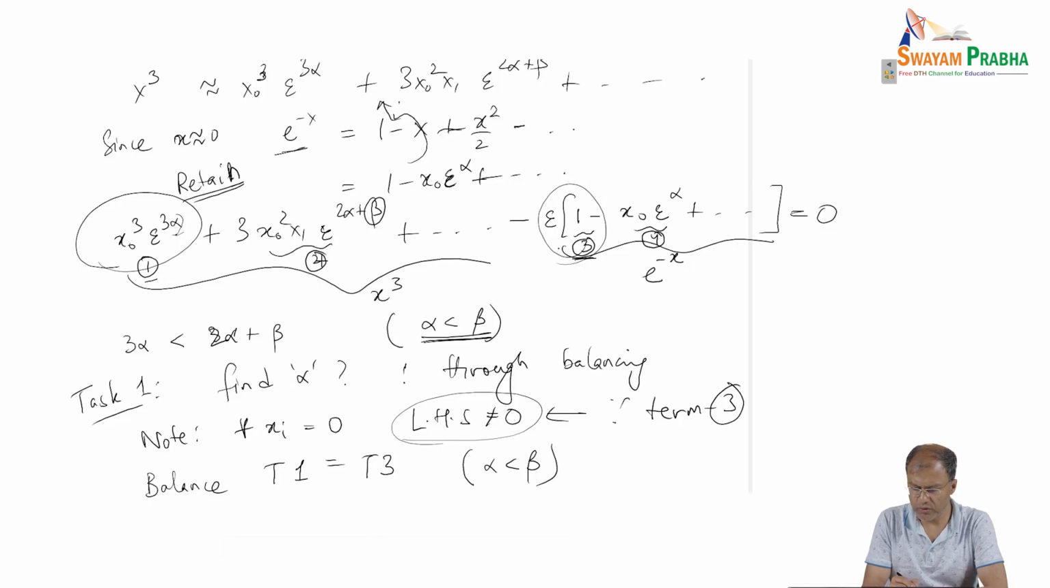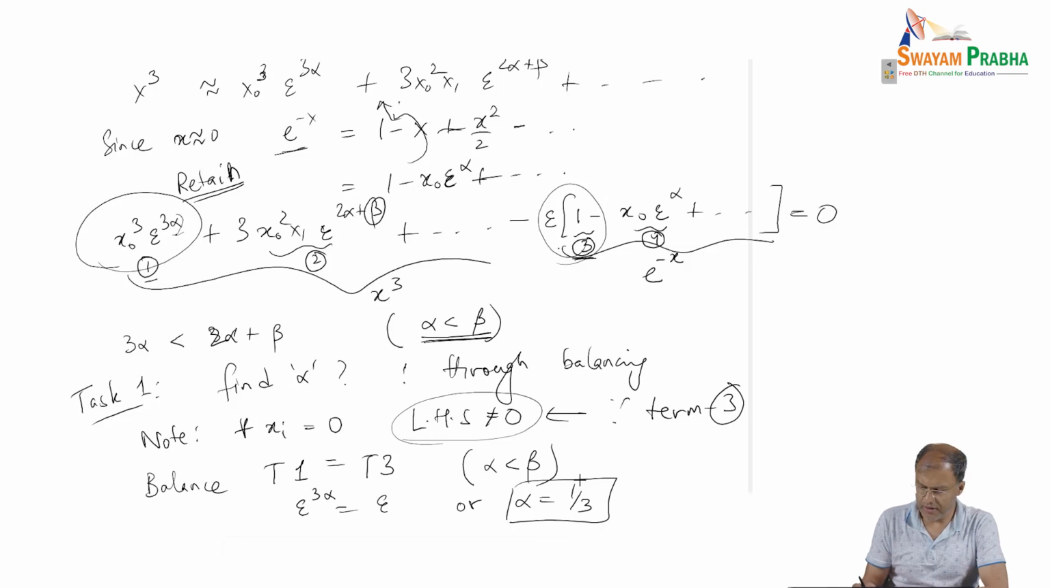And so that is what we have. So if we do that, we have epsilon to the power 3 alpha is epsilon, or alpha comes out to be 1 over 3, and that is what the value of alpha is, right? And now if we do that, so what have we got?